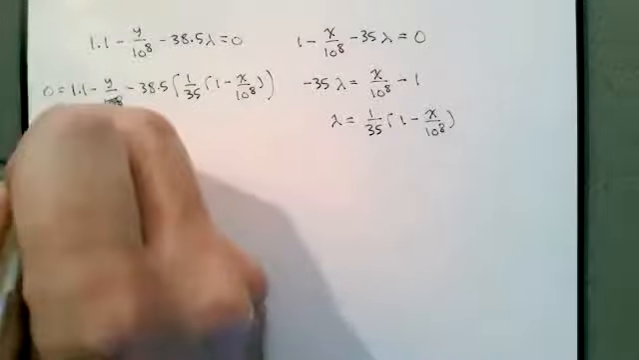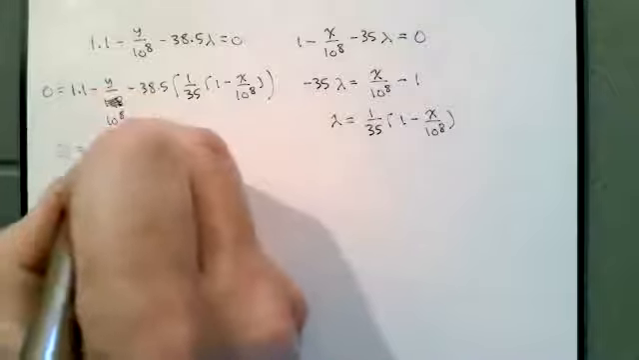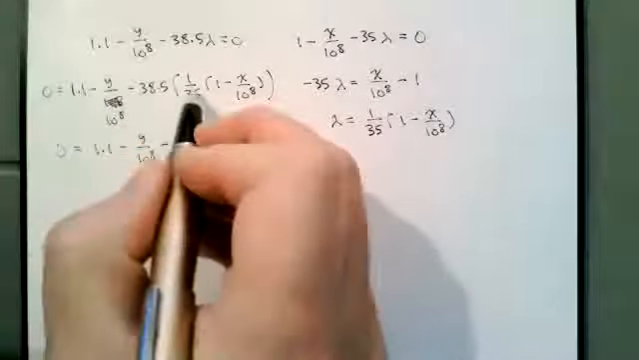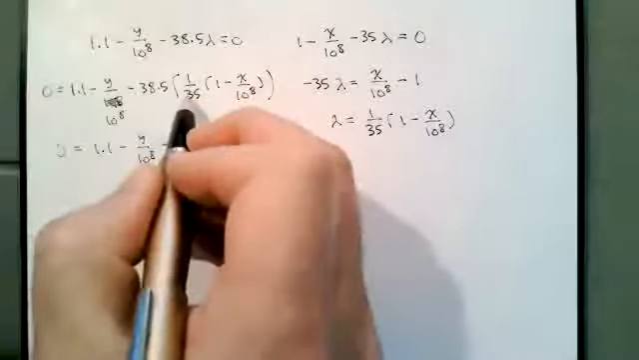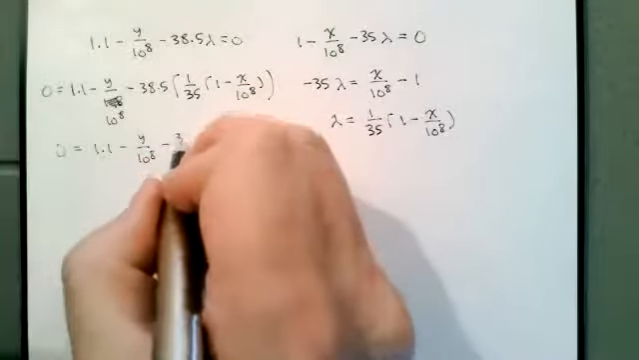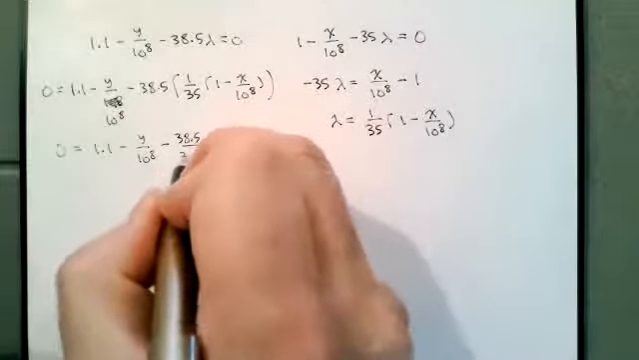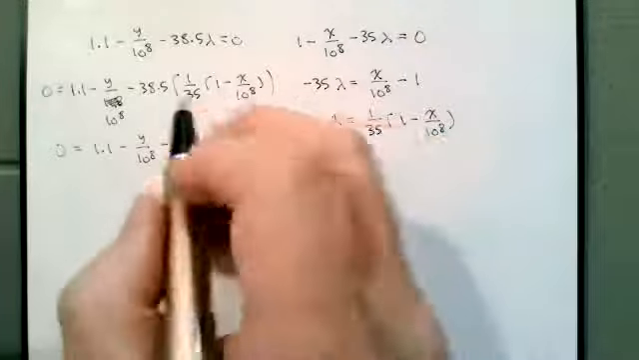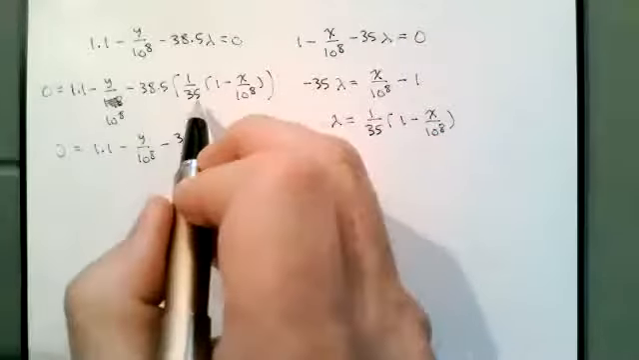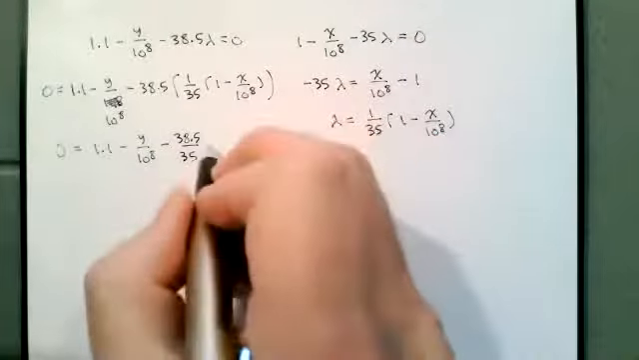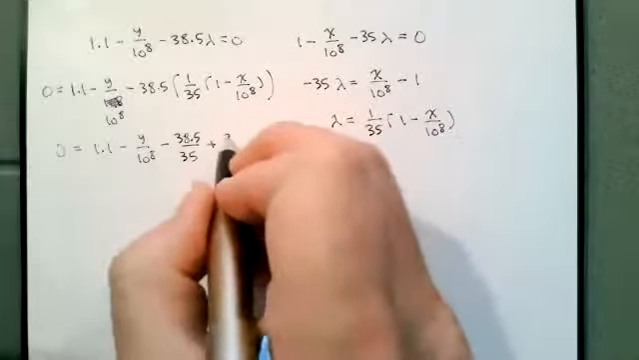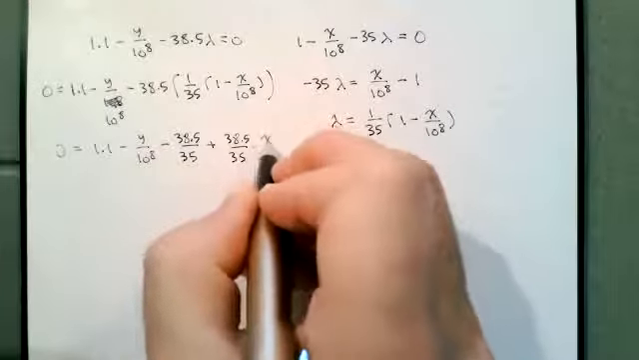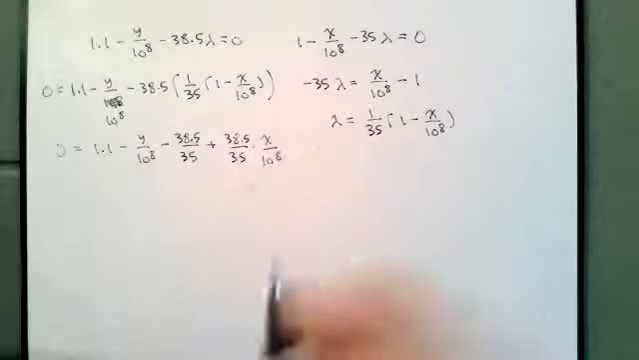So I've got this constant 1.1 minus y over 10 to the 8th. We'll have minus 38.5 over 35, and then we'll multiply that by the 1. And then negative 38.5 over 35 times x over 10 to the 8th. So that'll become plus 38.5 over 35 times x over 10 to the 8th.